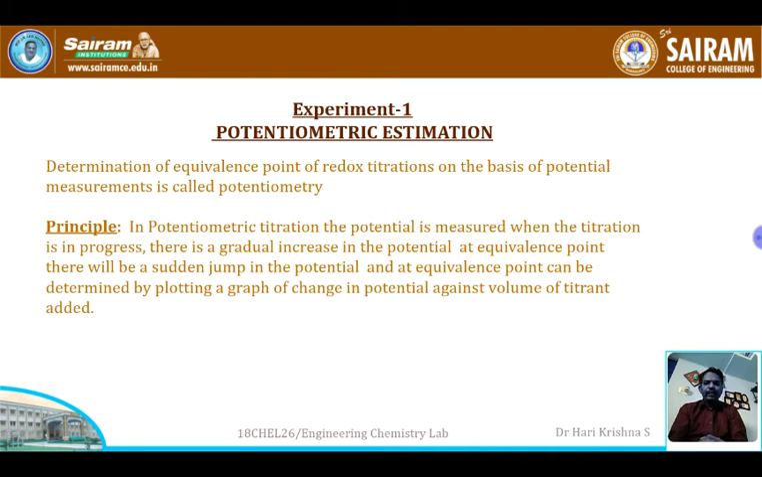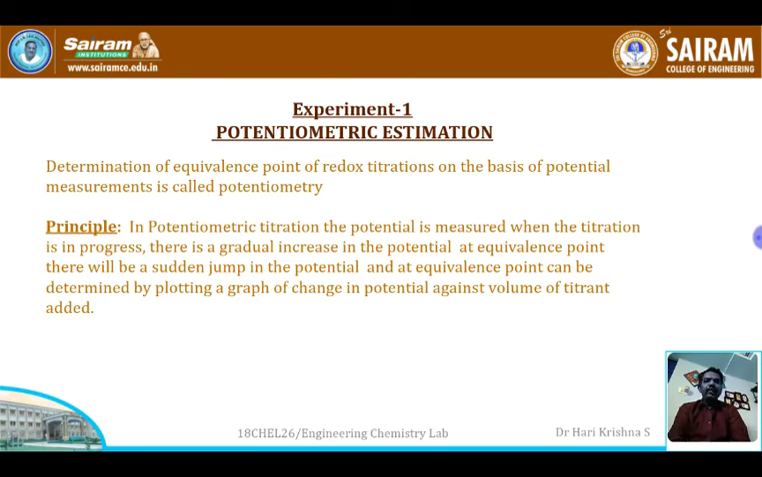In potentiometric estimation, the potential of the reaction will be measured during the course of the titration. The potential will gradually increase. Near the equivalence point of the titration, there will be a sudden jump in the potential. Once the end point is over, again there will be a gradual increase in the potential. Why the gradual increase, we will discuss later. We are going to plot a graph of change in potential against volume of the titrant added, and then determine the equivalence point of the titration. So this is the basic principle involved.